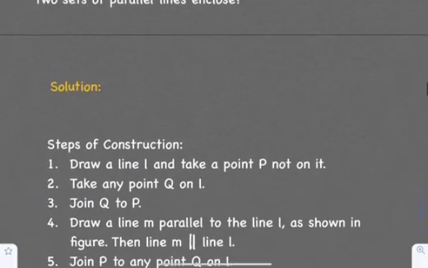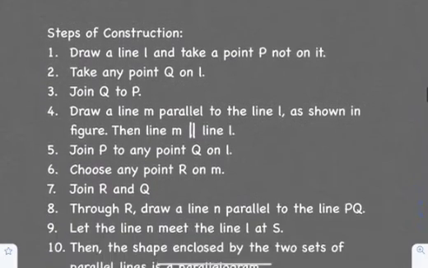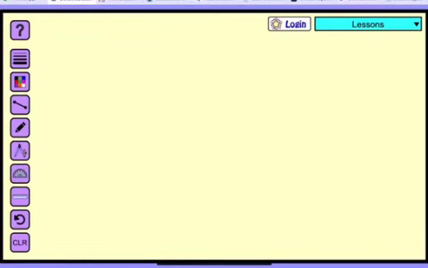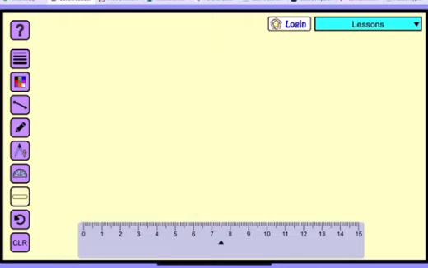Now for the solution. Now for the steps of construction. Draw a line L and take a point P not on it.